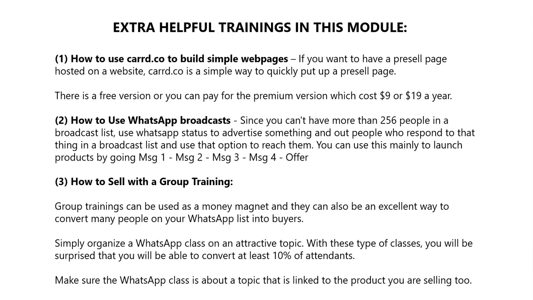There are other useful trainings in this module that you should go through. For example, we've talked about how you can use card.co to build simple web pages. Because if you want to have a pre-sale page, if you want to use the funnel too, then you will need a pre-sale page. So you can use card.co to build simple web pages for your pre-sale. And for card.co, there is a free version. You can go with the free version, or you can pay for the premium version, which is just $9 or $19 a year. I prefer the premium version, but that's left to you. Then there is a PDF on how you can use WhatsApp broadcast to sell, and there is a PDF too on how you can sell with group training as well.